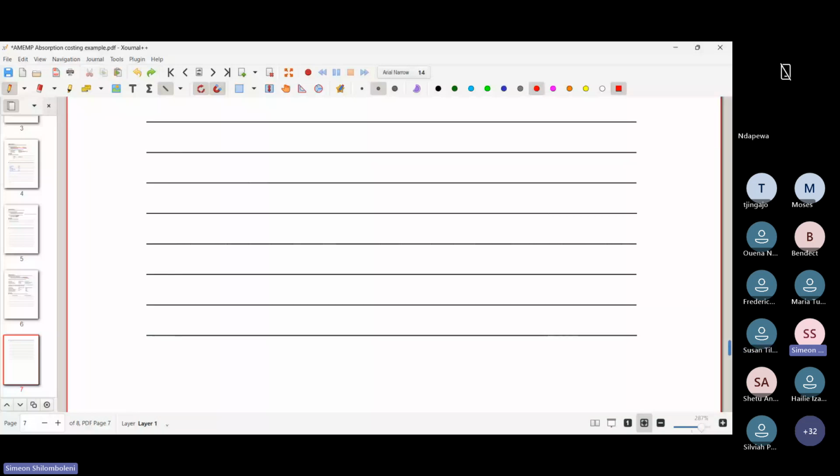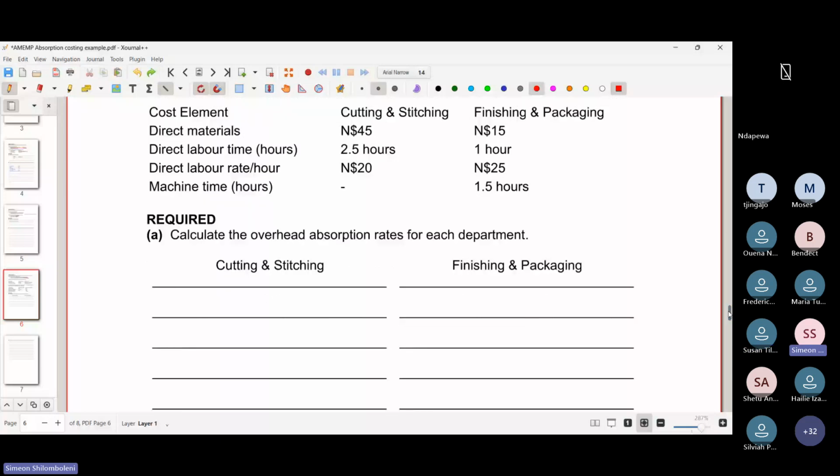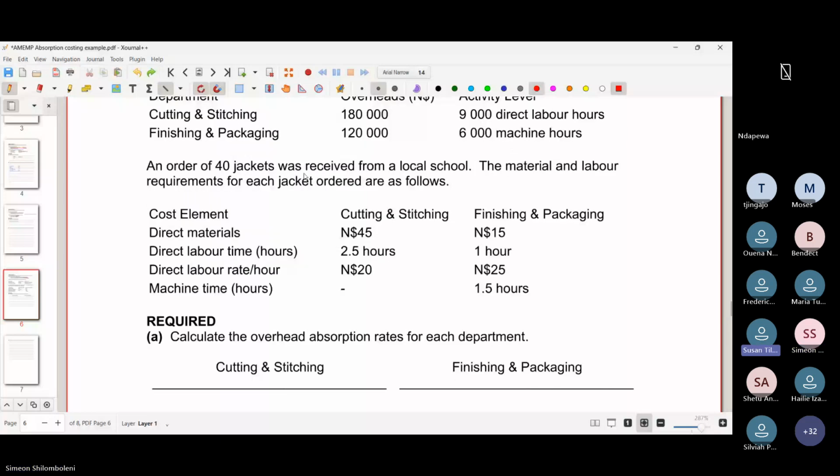Now, total cost of 40 jackets means you get the direct material for the first department, you get the direct material for the second department, you get the prime cost, and then you do the overhead absorbed for the first department, you get the answer. Overhead absorbed for the second department, you get the answer. Then you get the cost of one jacket. But remember, how many jackets do we have? We need 40.